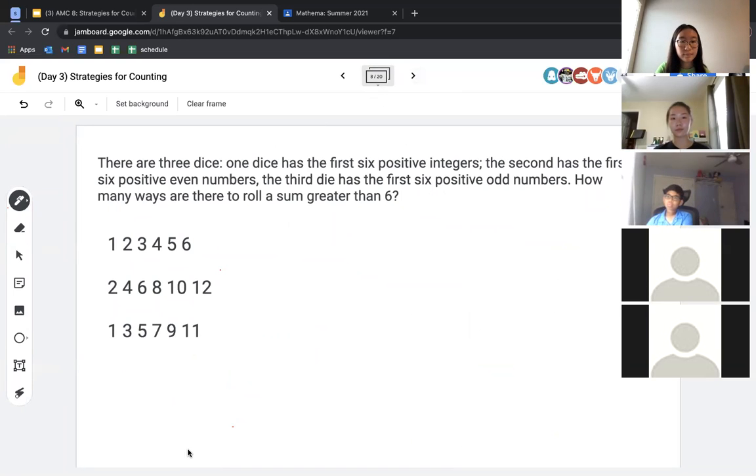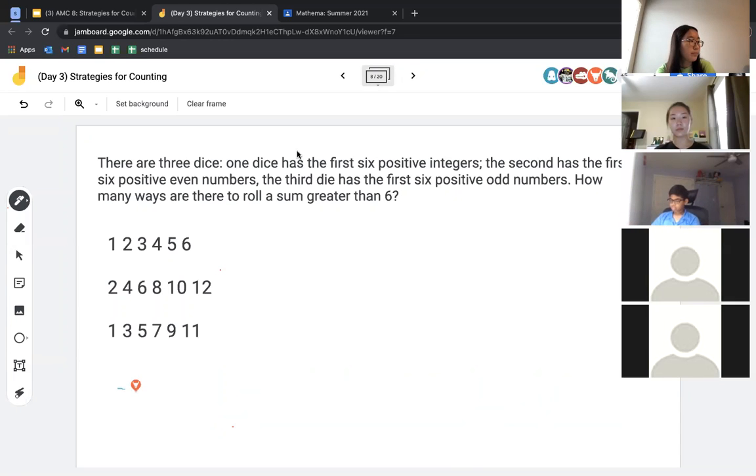There are 3 dice. One die has the first 6 positive integers, the second one has the first 6 positive even numbers, and the third die has the first 6 positive odd numbers. How many ways are there to roll a sum greater than 6?